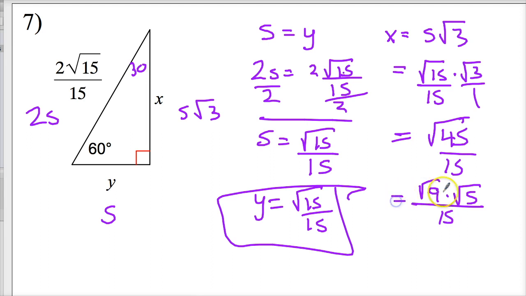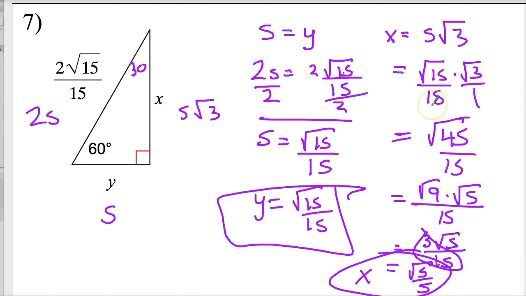Now the square root of 9 is, of course, 3. So 3 square root of 5 over 15. And now this reduces. So it gives me a final answer of the square root of 5 over 5. And that's my value for x. So a little bit more complicated there because of the simplest radical value. But nothing head-scratching that you can never figure out. Just be aware that anytime you have that radical, you want to make sure that you don't leave it sitting there when it needs to be reduced.